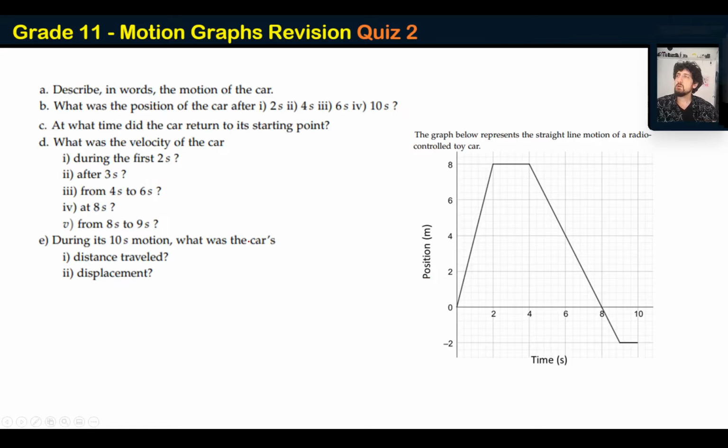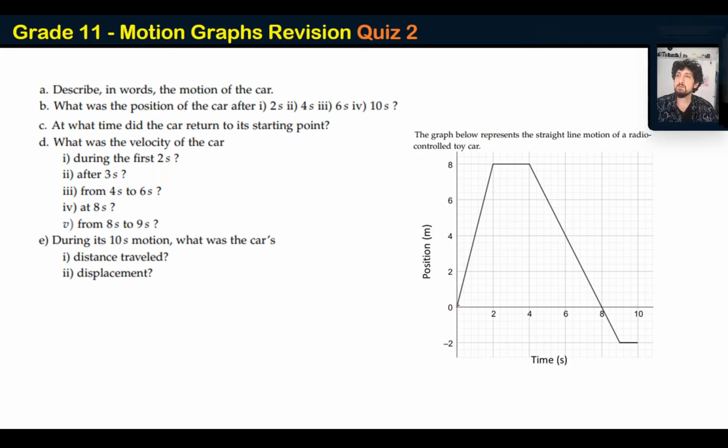Describe in words the motion of the car. Okay, so here we have another question that talks about the motion of a radio-controlled toy car, and we have to explain what is happening. So let's have a look. That is a position time graph. The first thing I need to do is figure out what kind of graph it is. Position time graph means the slope represents velocity.